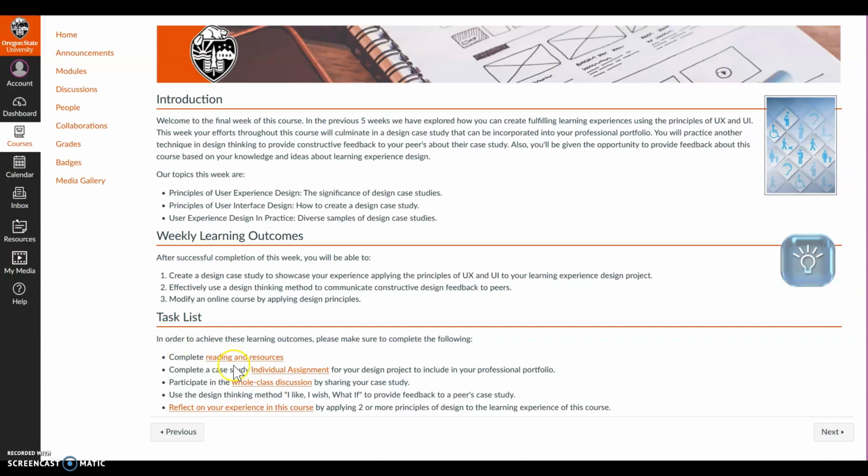We'll have readings and resources, and this individual assignment that I mentioned as your case study. You'll have a whole class discussion where you'll share your case study and use a particular form of feedback called I like, I wish, what if. And then you'll have some time to reflect on your experience in this course and give me some feedback, and I appreciate that very much.